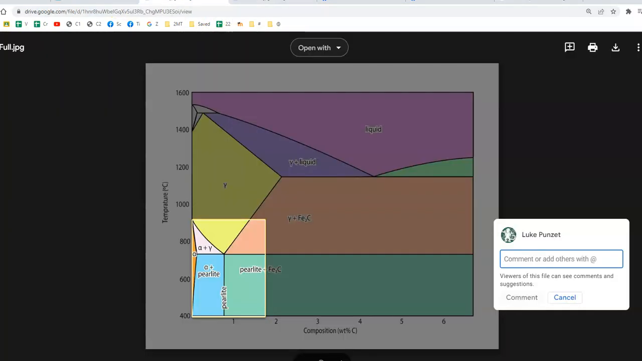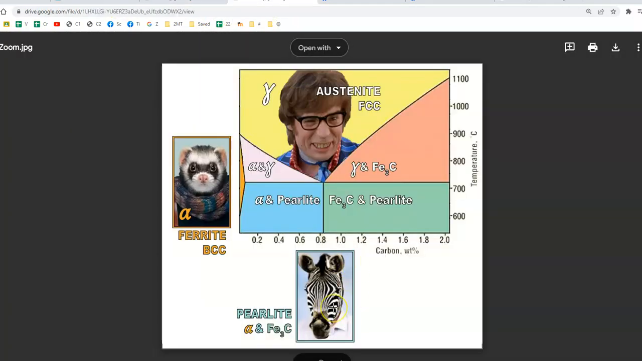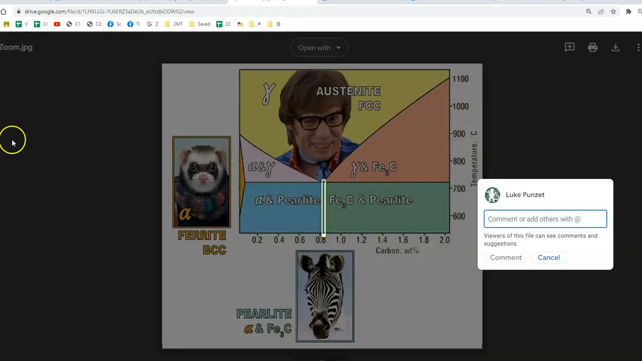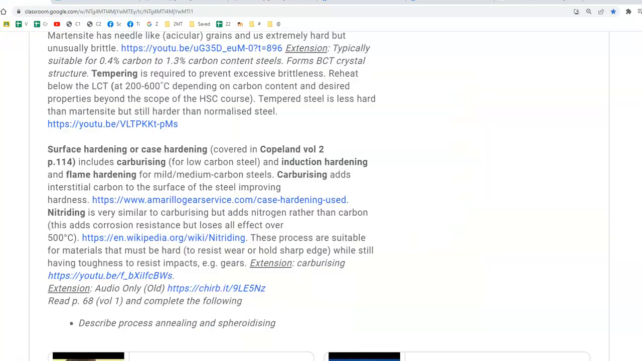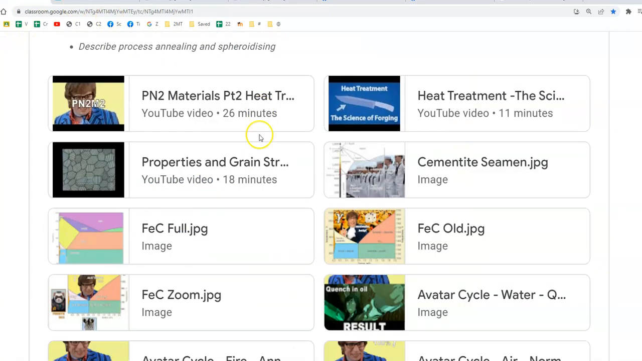And that's why on my diagram I have a zebra, because it looks a bit like a zebra. And that's a picture of me because I'm born in 83, as is my wife, as is my cousin. So there are more Punzits born in 83 than any other.